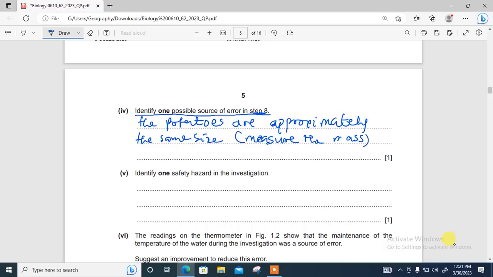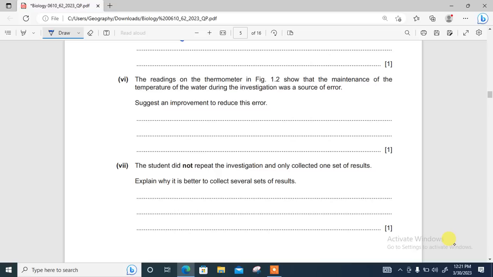Okay, now they say identify one safety hazard in this investigation. So first you'll be working with hot water. So what you should do is make sure you use your gloves. Now, next is the reading on the thermometer in figure 1.2 showing that the maintenance of temperature of the water during the investigation was a source of error. So suggest an improvement to reduce this error. The improvement is, it was put inside a beaker, but you should use a thermostatically controlled water bath.